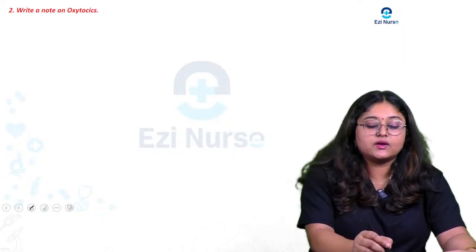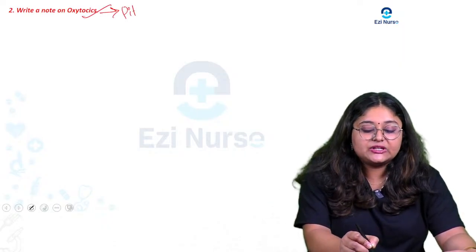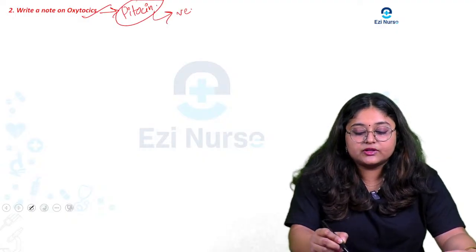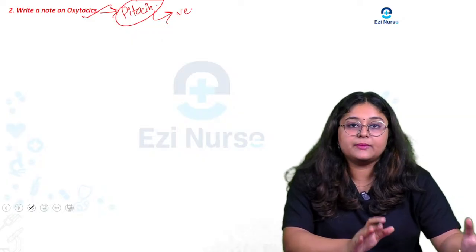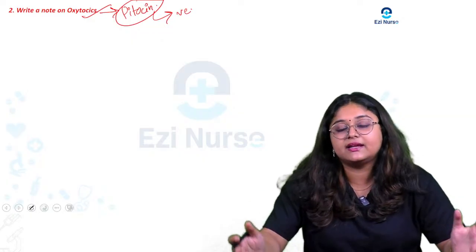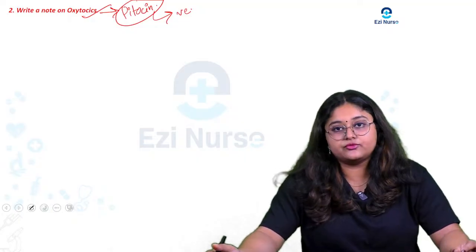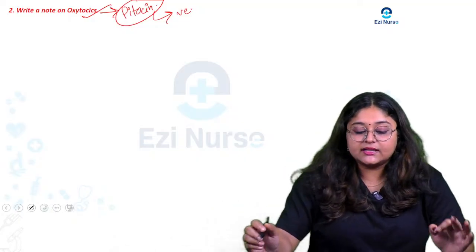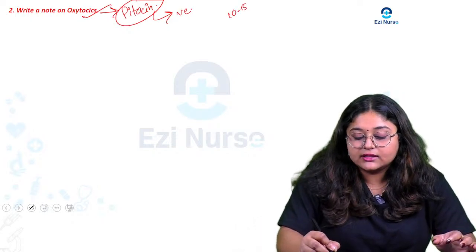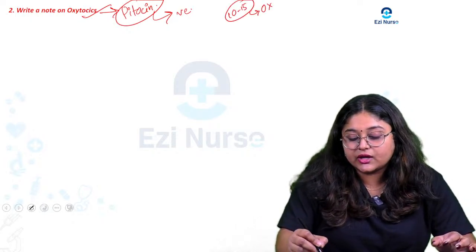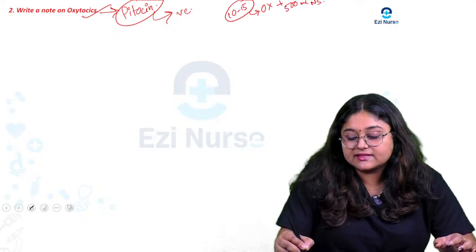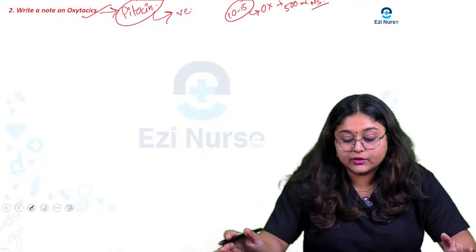Now come to the question, write a note on oxytocin. As we know, oxytocin is also known as pitocin. It is a very helpful drug for labor. That is the main medicine you can say during the labor period. You have to remember that if the mother is primigravida, you have to make sure that 10 to 15 ampules of pitocin or oxytocin are there with 500 ml NS or normal saline or dextrose saline.